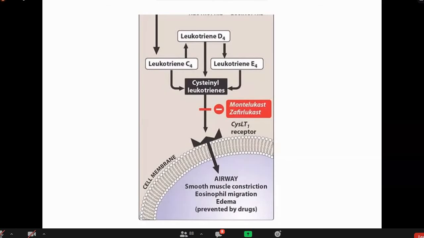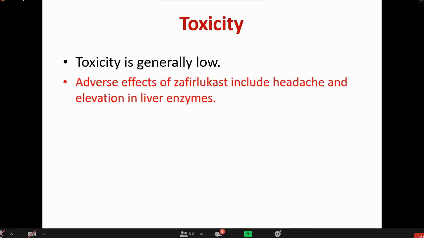So this is the diagram. You can see that there is a receptor. So this drug is going to bind with this receptor, and so leukotrienes are unable to bind with this receptor. Toxicity is generally low, but adverse effects of zafirlukast include headache and raised liver enzymes, right? Elevated liver enzymes. Now you can understand why montelukast is being used commonly.